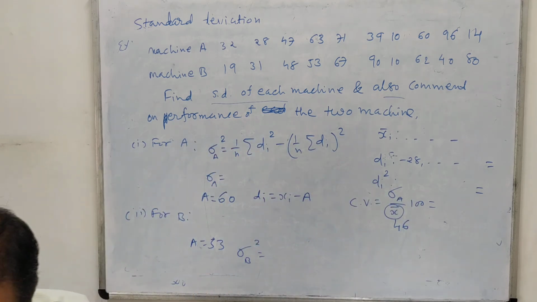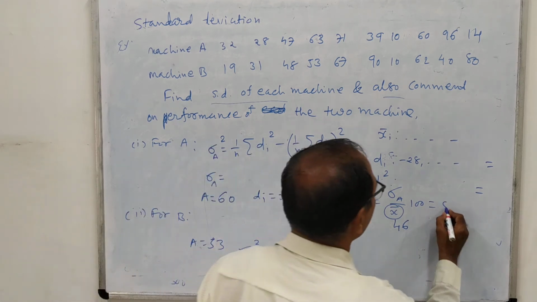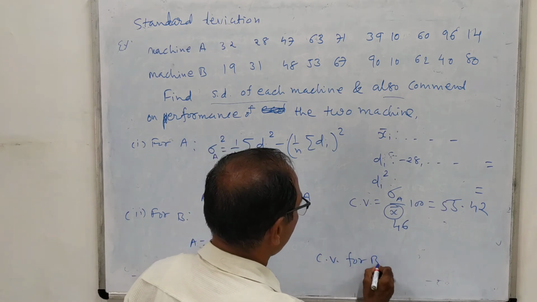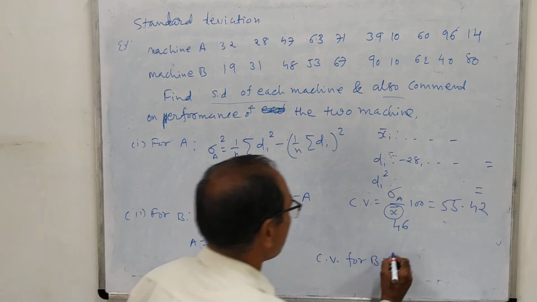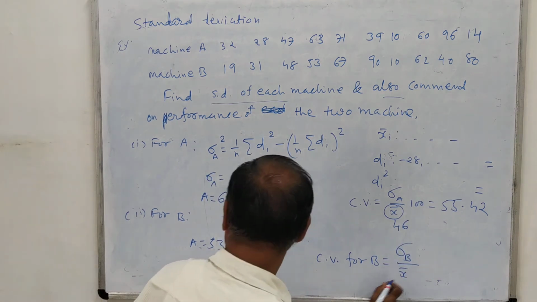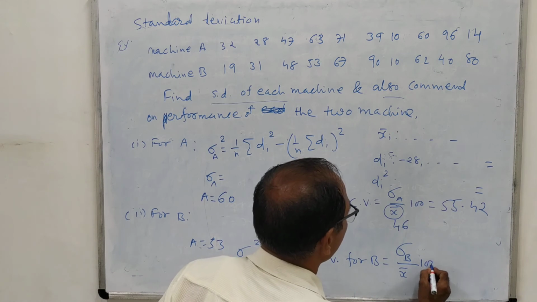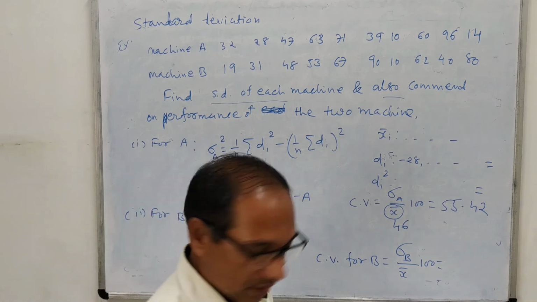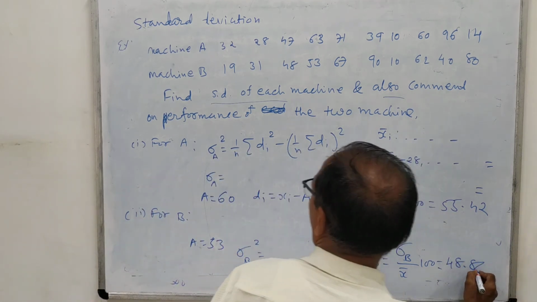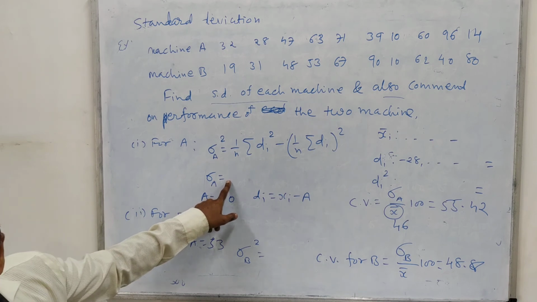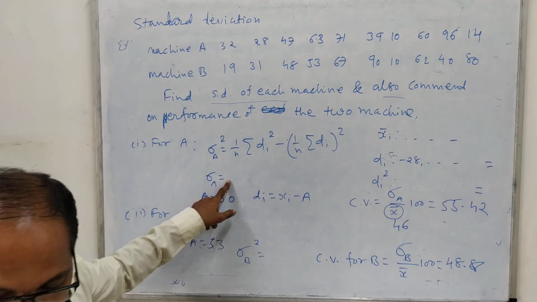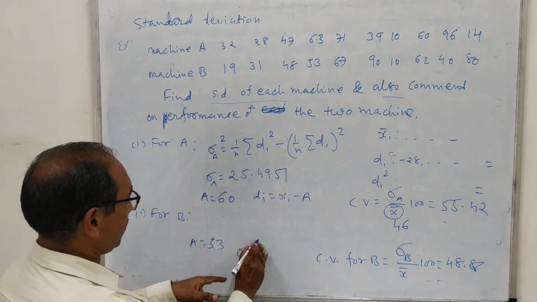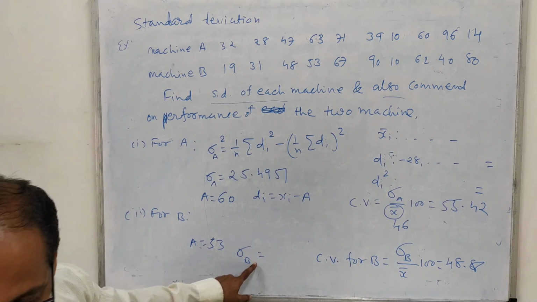So you can find the coefficient of variation as 55.42, and similarly the coefficient of variation for B, using the same formula, sigma B upon x bar, where this x bar is for machine B. If you use this formula, you get the answer 48.86. And note down that the value of the standard deviation in this case is 25.4951 and in this case the standard deviation sigma B equals 24.4294.